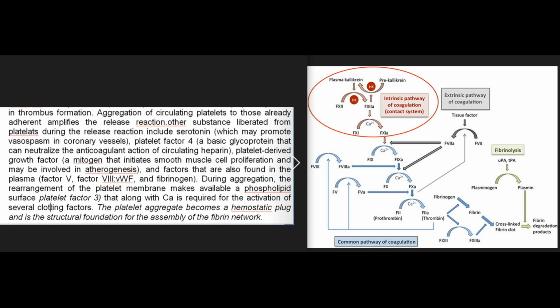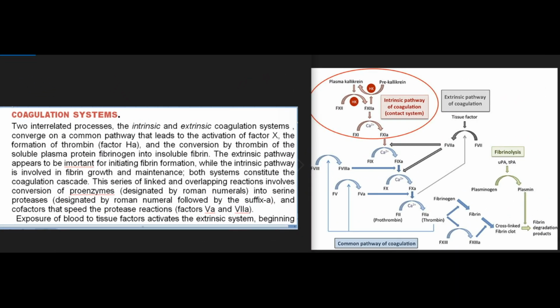During aggregation, the rearrangement of the platelet membrane makes available a phospholipid surface, platelet factor III, that along with Ca2+ is required for the activation of several clotting factors. The platelet aggregate becomes a hemostatic plug and is the structural foundation for the assembly of the fibrin network. Coagulation systems.